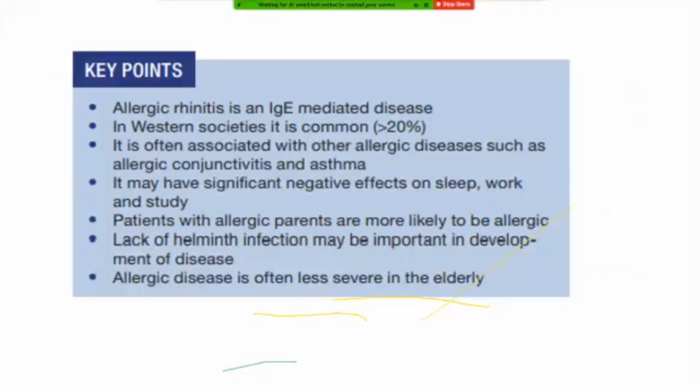The key points are: allergic rhinitis is an IgE mediated disease. In Western societies, it is common, more than 20%. It is often associated with other allergic diseases such as allergic conjunctivitis and asthma. It may have significant negative effects on sleep, work, and study. Patients with allergic parents are more likely to be allergic. Lack of helminth infection may be important in development of disease. Allergic disease is often less severe in the elderly. These are all the key points which we have noted till now.